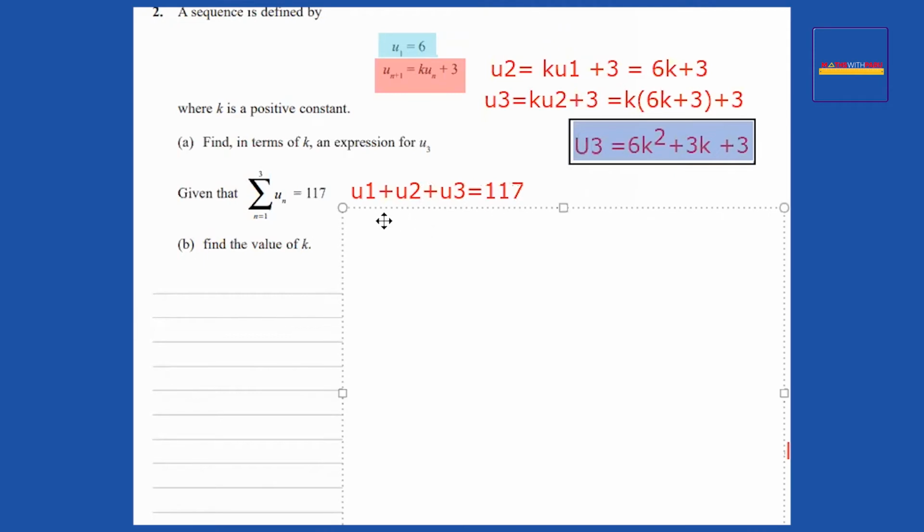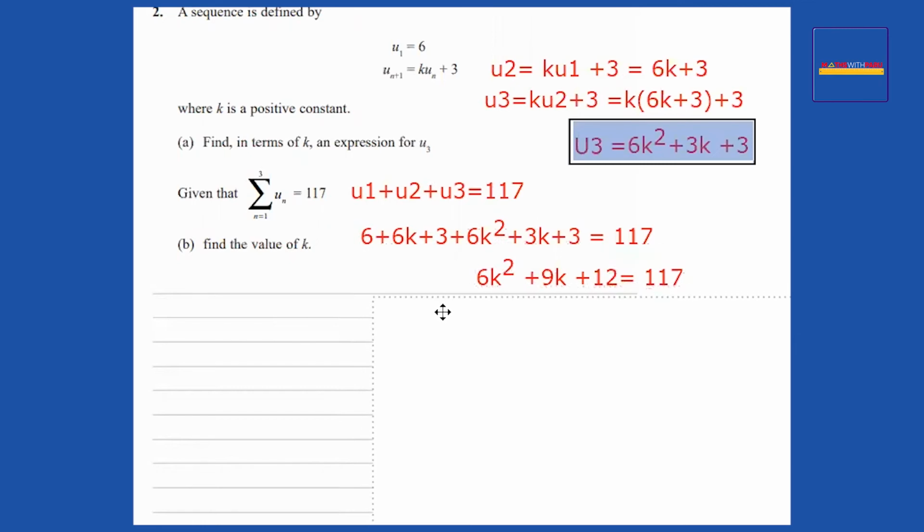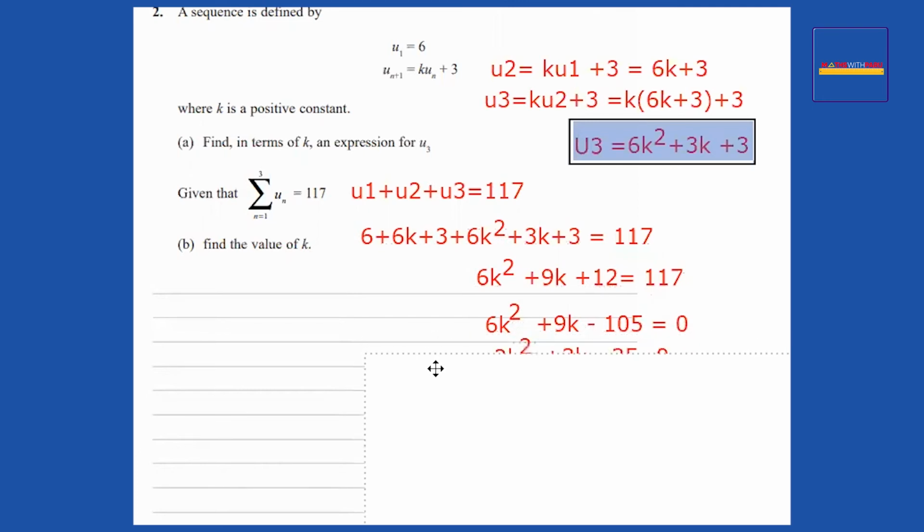Now we already know our values for u1 and u2 from our first part. So all we do is we substitute them. u1 is equal to 6, u2 is 6k plus 3, and u3 is 6k squared plus 3k plus 3, and that's equal to 117. So here, if we simplify all the values on the left-hand side, we end up with 6k squared plus 9k plus 12 equals 117. Move 117 to the left-hand side, and we have a lovely quadratic equation, which we can divide by 3 to get 2k squared plus 3k minus 35.